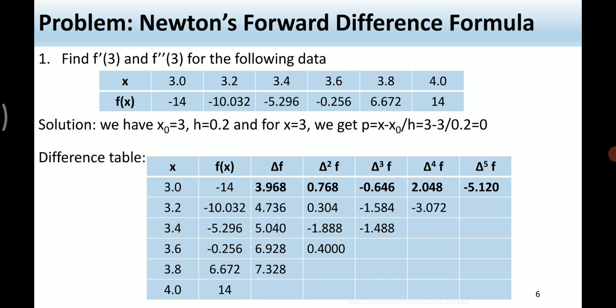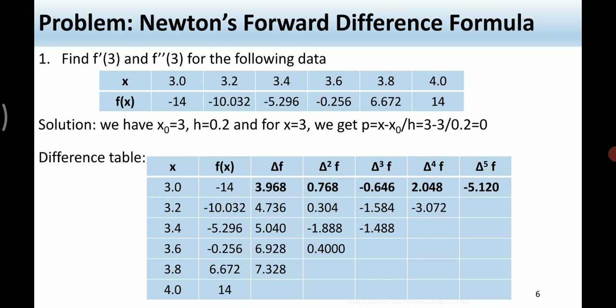So next we have to write the difference table. So in order to write your difference table, first you take your x values and f of x values we are going to write. Then we have to find delta f values, then delta square f values, delta cube f values, delta to the power 4 f values and delta to the power 5 f values.